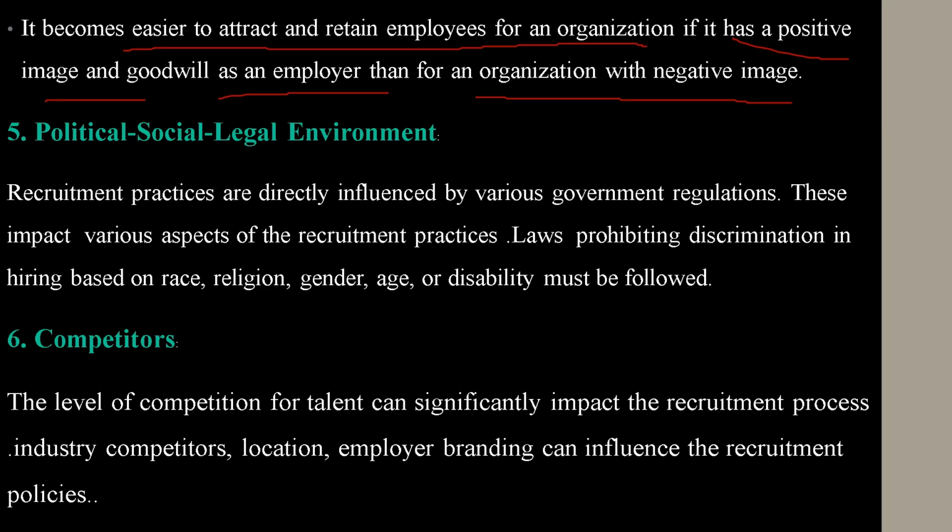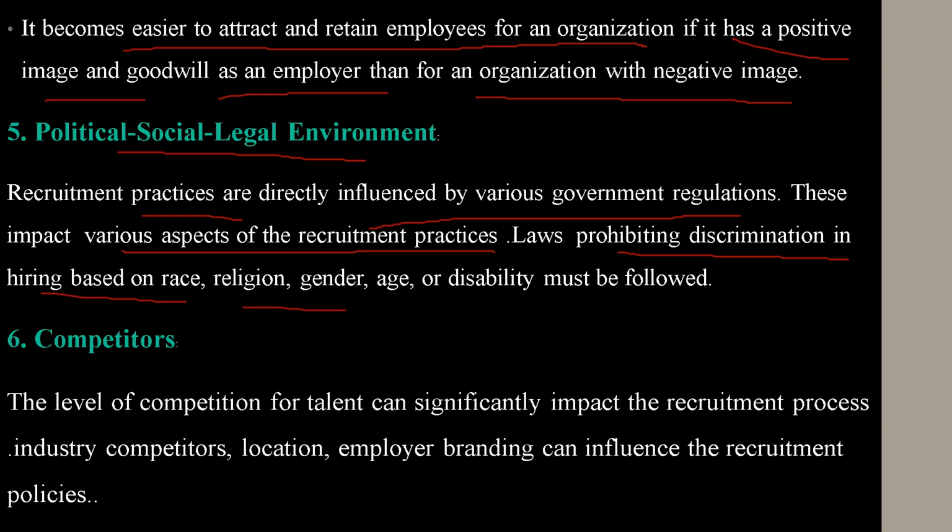Next is political, social, legal environment. Recruitment policies are directly influenced by various government regulations, and these impact various aspects of the recruitment practices. Laws prohibiting discrimination in hiring based on race, religion, gender, age, or disability must be followed. So whatever the laws, rules, regulations, or discrimination provisions are given by the government under employment, you need to follow them. For example, we all know that first reservation for a job must be for SC, ST people or physically handicapped people, right? So we have to give them priority according to the law.